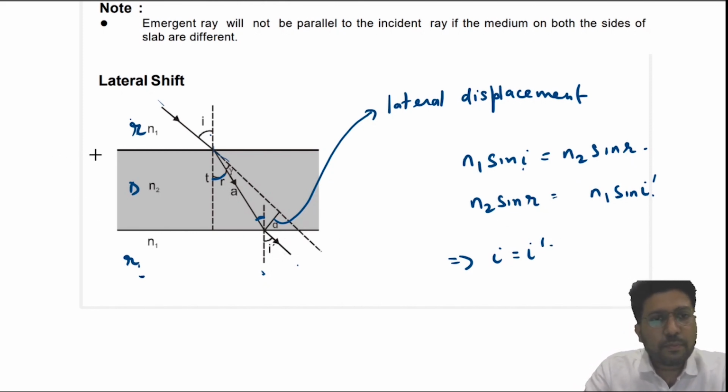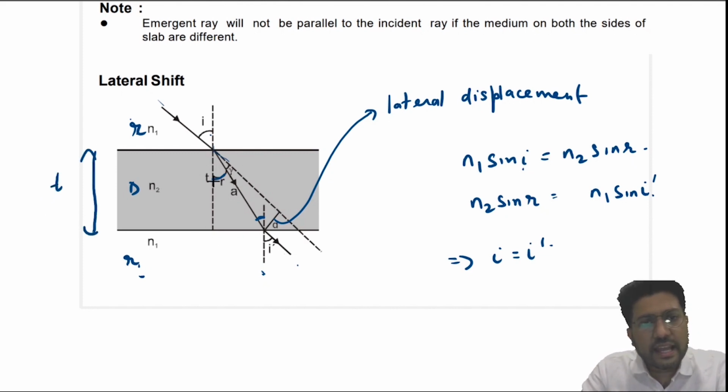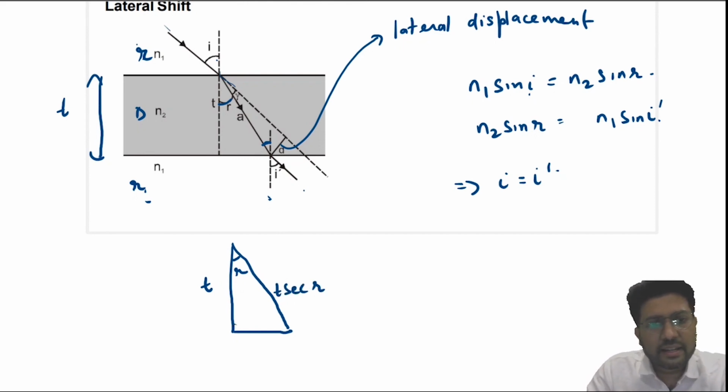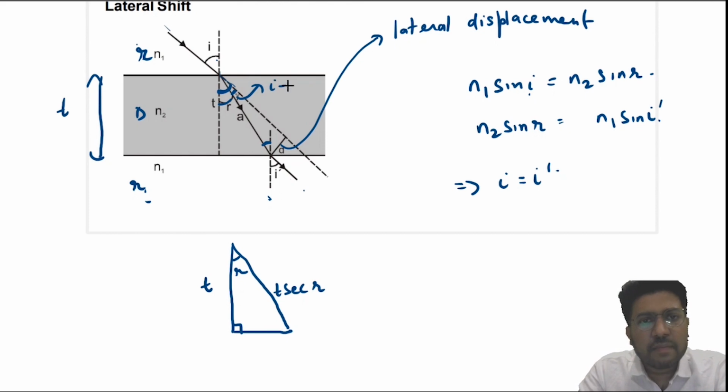Now suppose the thickness of the glass slab is T. If this thickness is T and this is R, then from this right angle triangle, which I will draw here, this length is T sec R. Then this whole angle is I, and this is R, so this angle is I minus R.